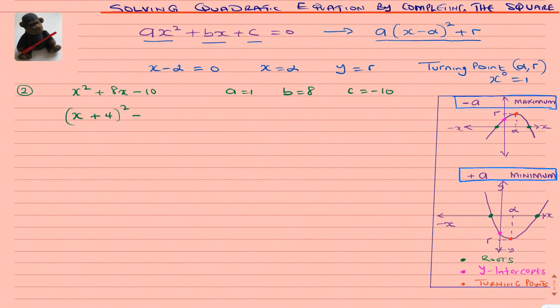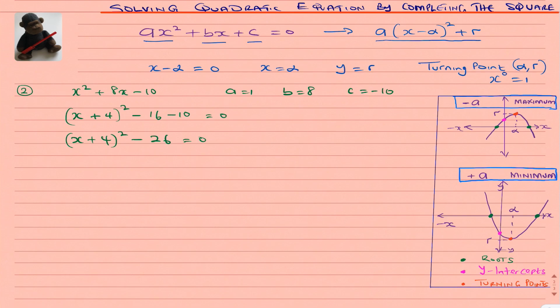Take away the square of b over 2. The square of b over 2, that means 4 squared in this case, that's 16. And bring down the minus 10. Now to complete it, we're going to have x plus 4 squared minus 26 equal to 0.